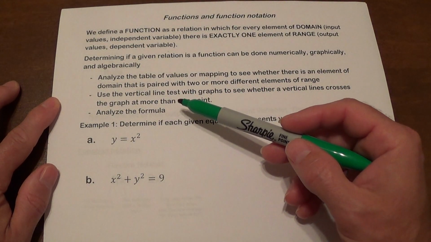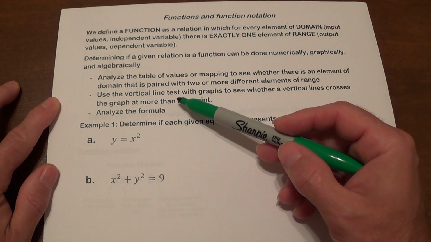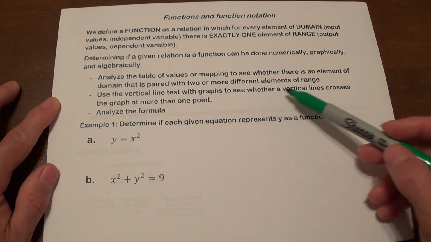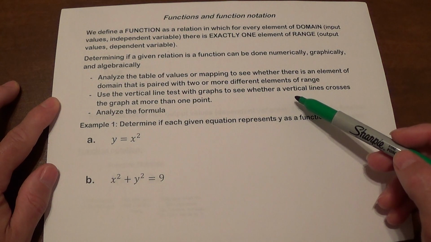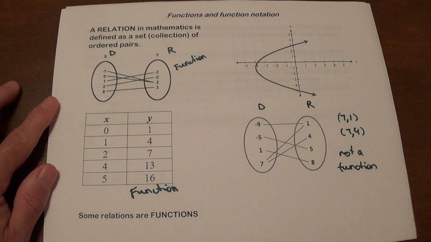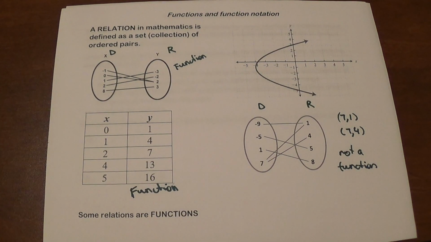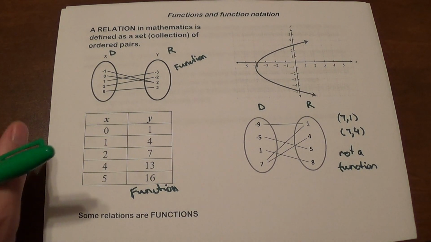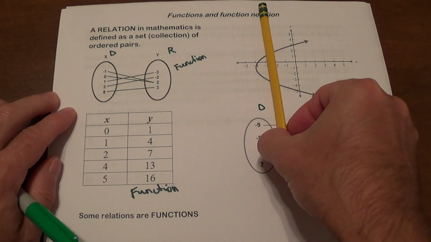What do you do with graphs? Well, with graphs, there's something called a vertical line test, and with the vertical line test, you don't want a vertical line to intersect the graph at any location so that it goes through more than one point. Sometimes people call it the pencil test, because a teacher would tell students, go ahead and grab a pencil and hold it vertically.